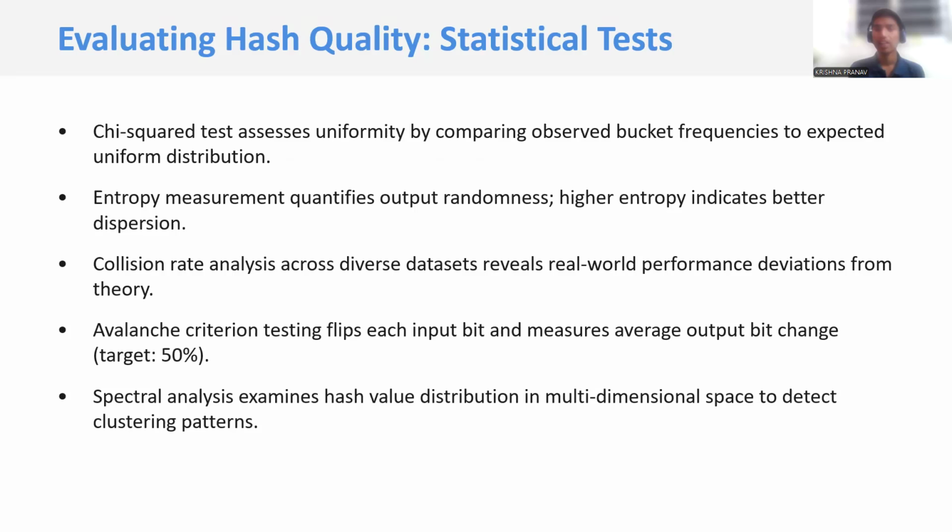Collision rate analysis across diverse datasets reveals real-world performance deviations from theory. Avalanche criterion testing flips each input bit and measures average output bit change, target 50%. Spectral analysis examines hash value distribution in multidimensional space to detect clustering patterns.